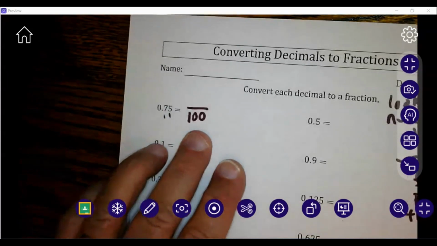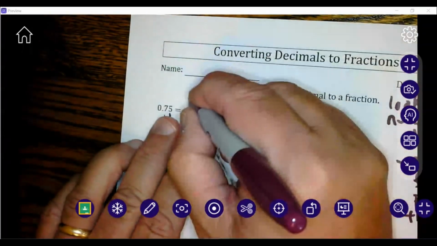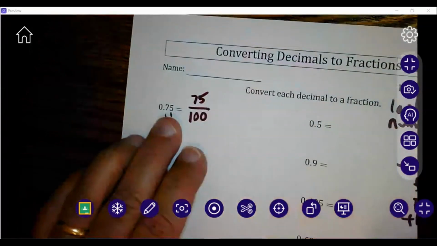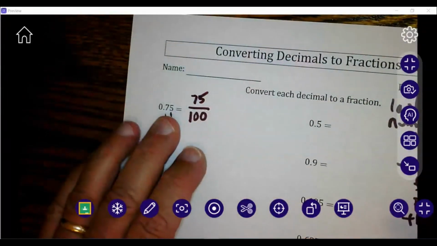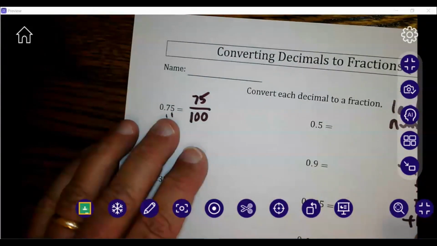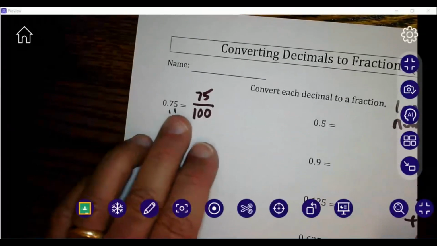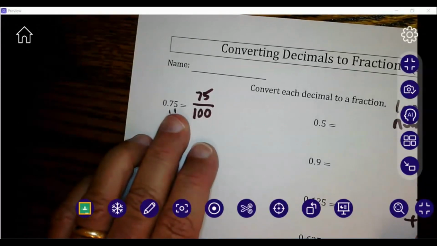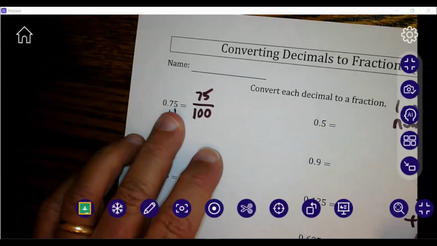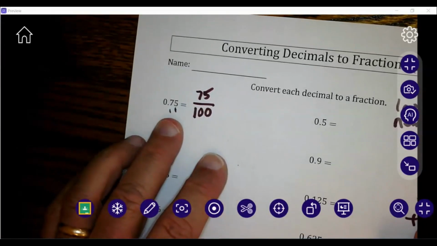Okay, so then we write the actual value, which is 75. We kind of hit on this a little bit when we were doing place value and the value of each digit. The 7 has a value of 7/10. The 5 has a value of 5/100. So the value of 0.75 is 75 hundredths.